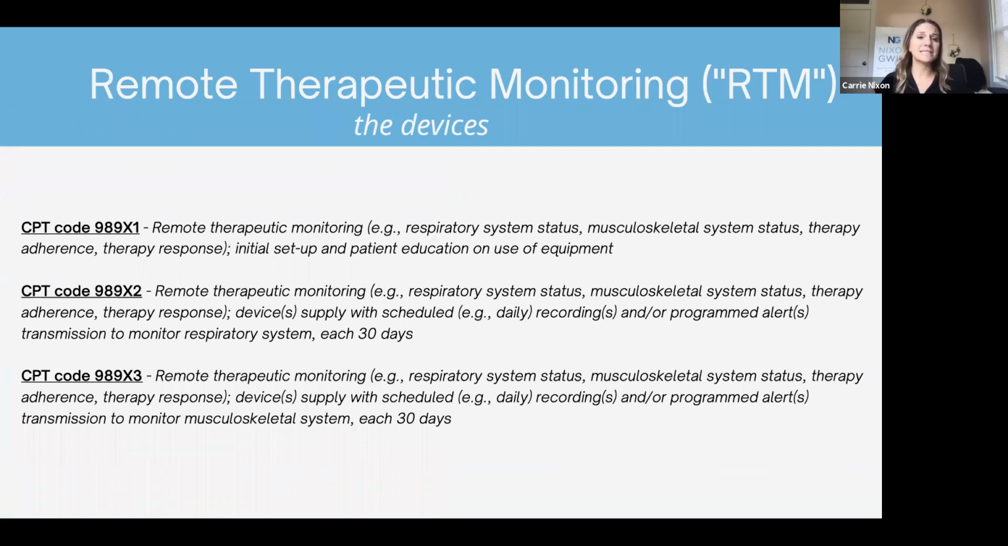I am not going to dive into, in this webinar, the specific remote physiologic monitoring codes that many of us are familiar with. If you are not familiar with them, we have lots of blog posts and lots of previous webinars that we've done on them. So make sure you check those out, because I think that remote physiologic monitoring is really important to understand in order to also understand what's been proposed for remote therapeutic monitoring. These codes are very much structured in a similar way to the existing remote physiologic monitoring codes, or RPM.